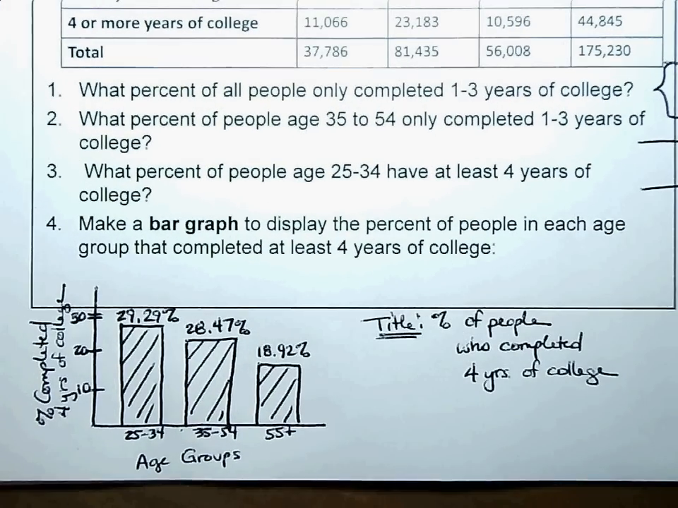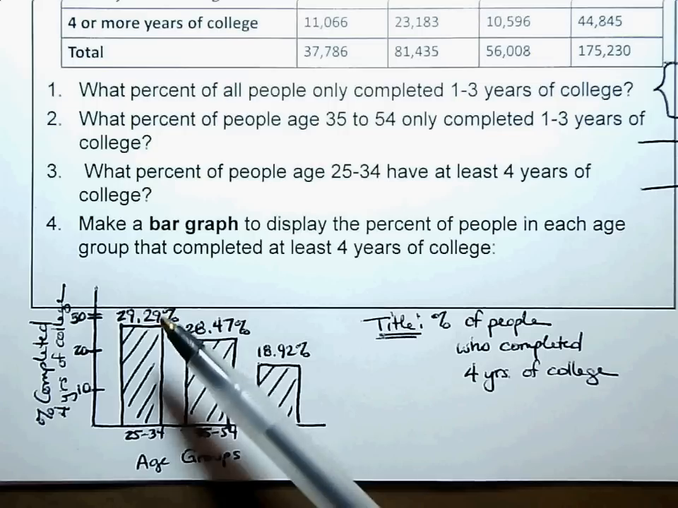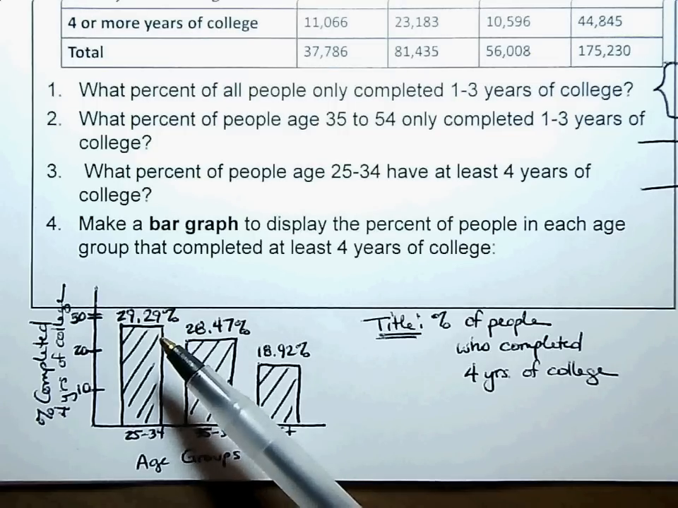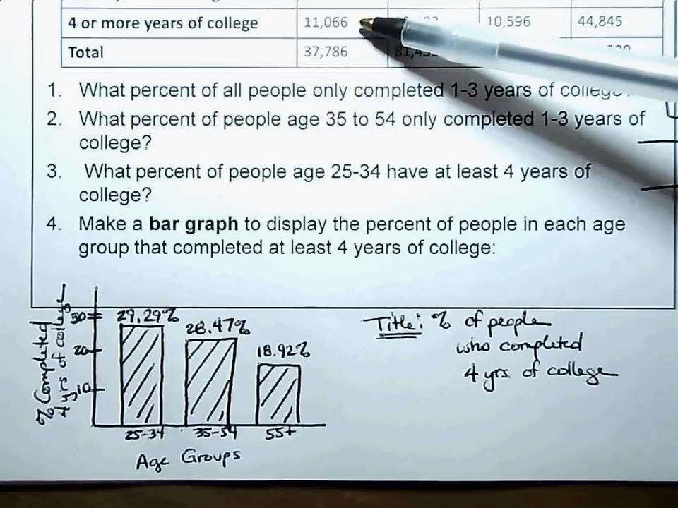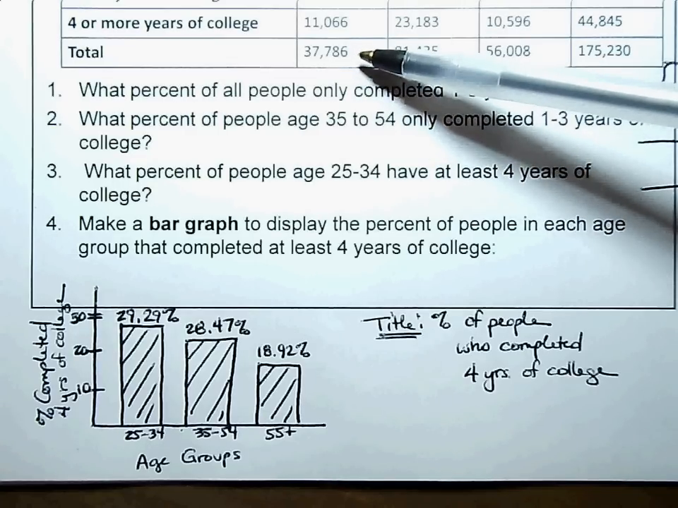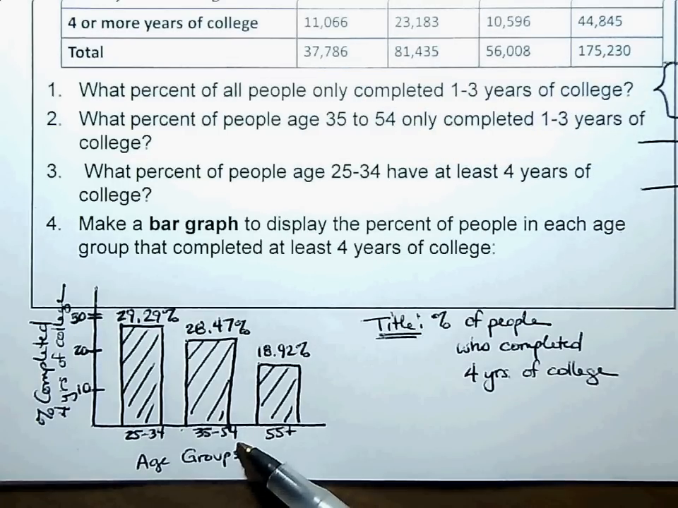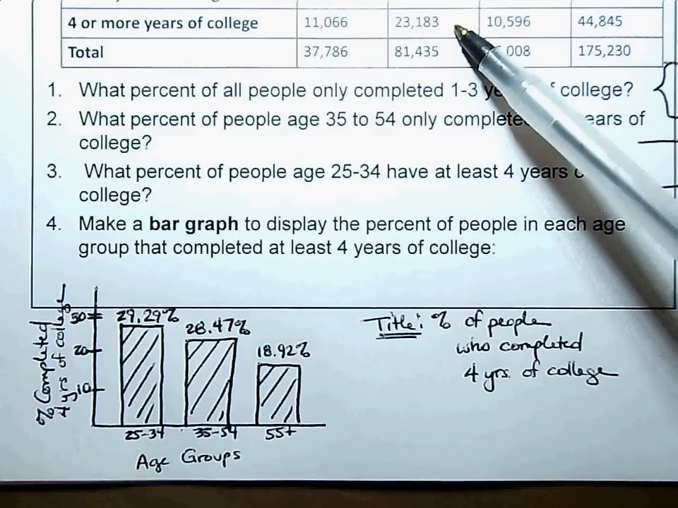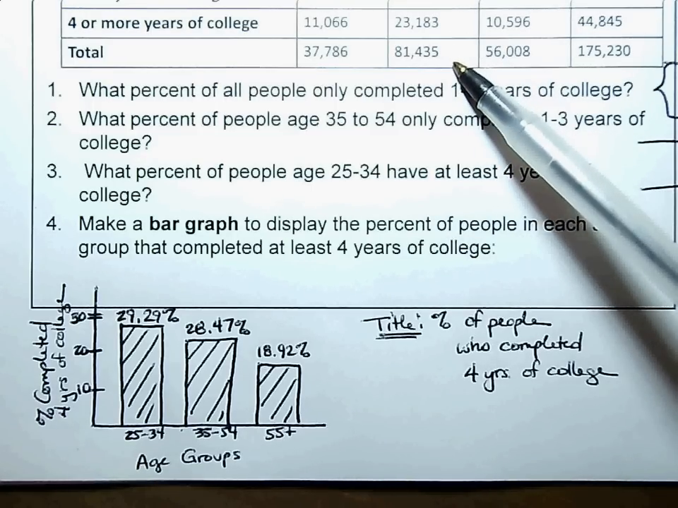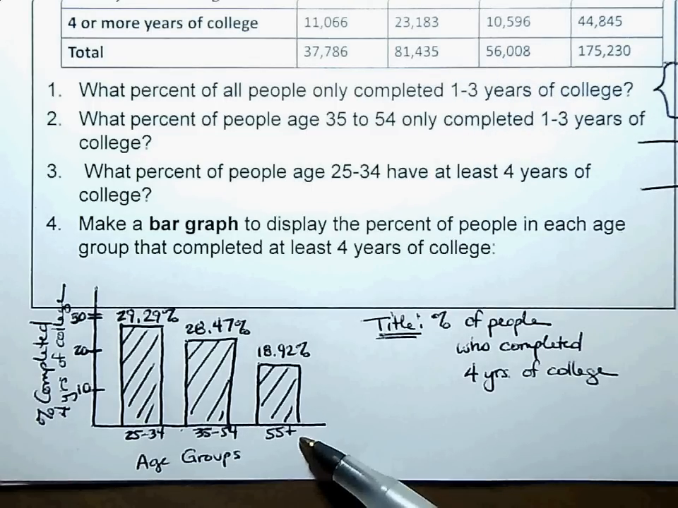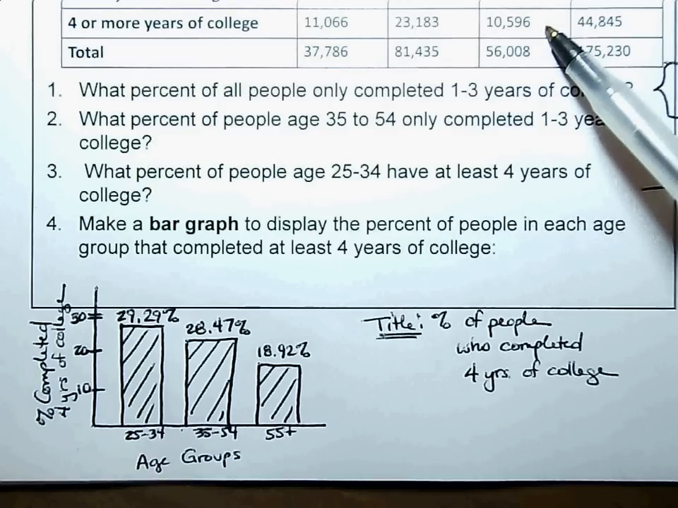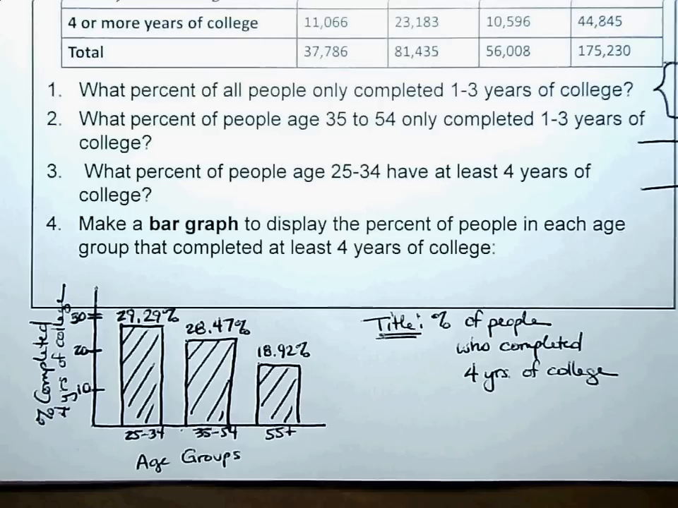And the percent of people in the 25 to 34 age range is 29.29%. Again, that's 11,066 divided by 37,786. In the 35 to 54 age group, it's going to be 23,183 over 81,435. And for the 55 plus category, 10,596 divided by the 56,008.